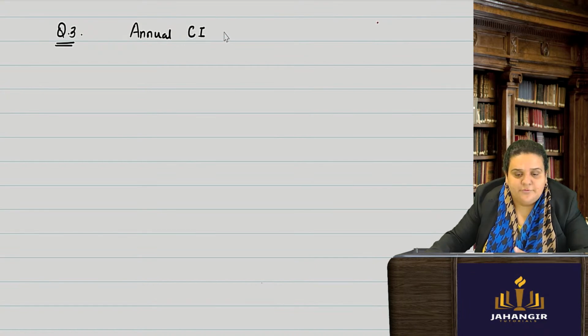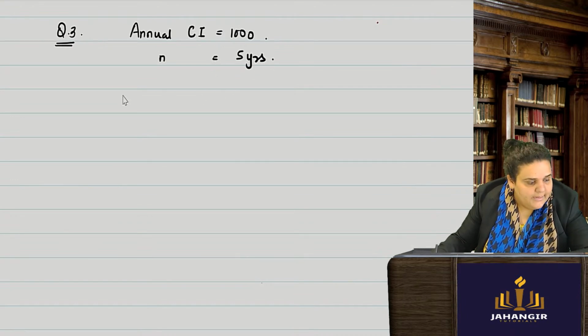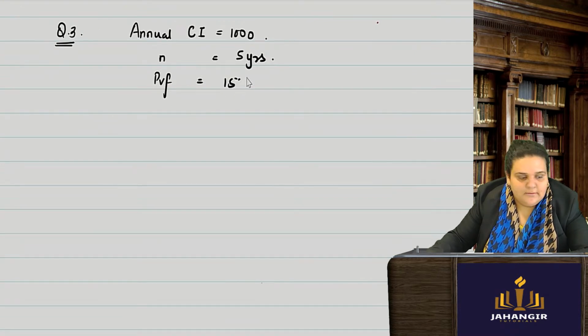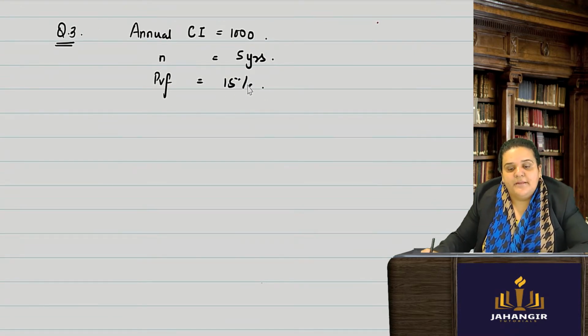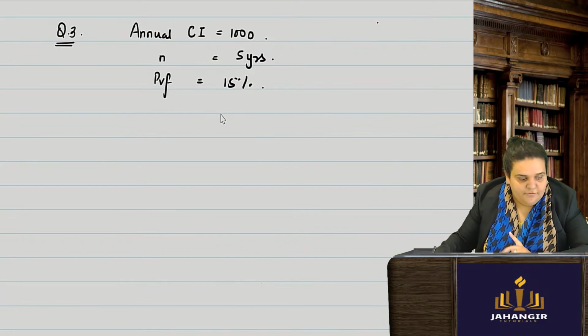Question number 3. The annual cash flow is 1,000. Okay. Number of years this inflow will come is 5 years. And my PV factor or rate of interest is 15%. They are asking me the present value of this cash inflow.